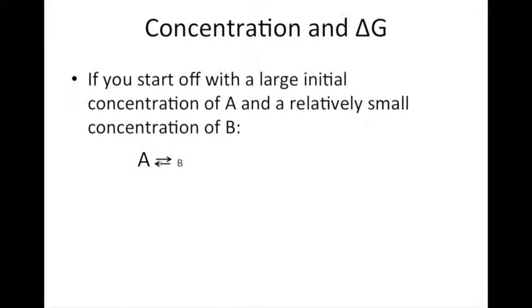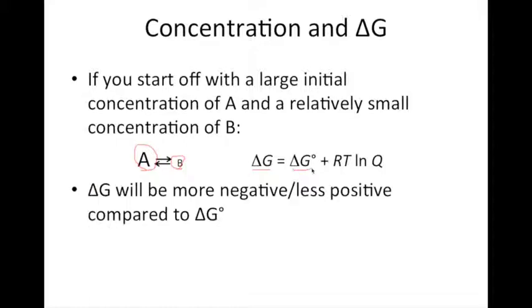Our second scenario would be if we had an initial concentration of reactant that's relatively high and an initial concentration of product that's relatively low. Under these conditions, how will delta G change relative to delta G standard? Well, delta G will be smaller relative to delta G standard. In other words, it will be more negative, less positive.